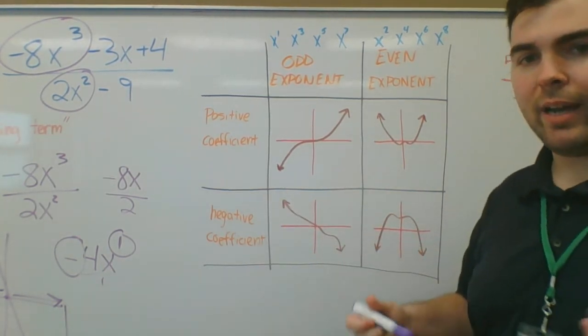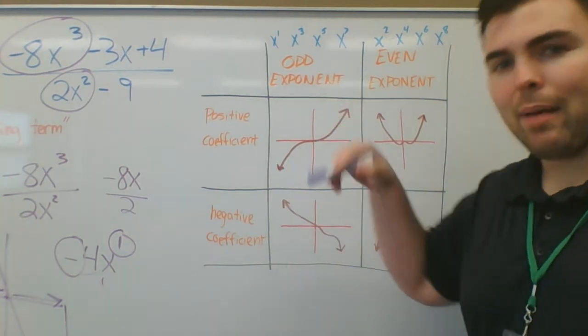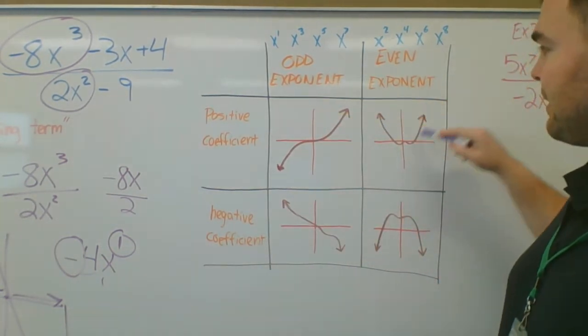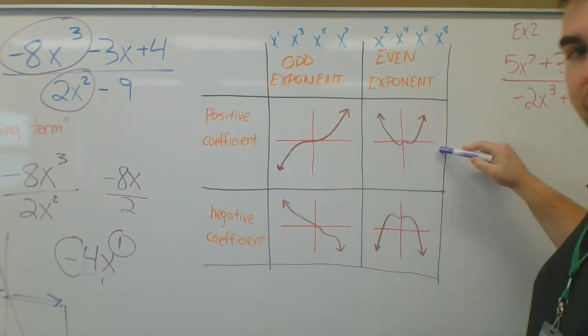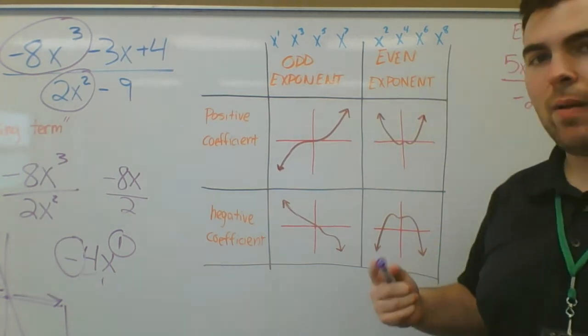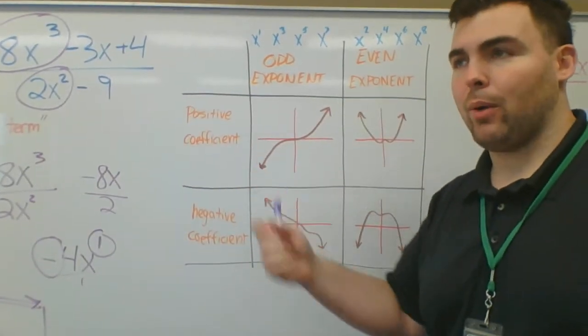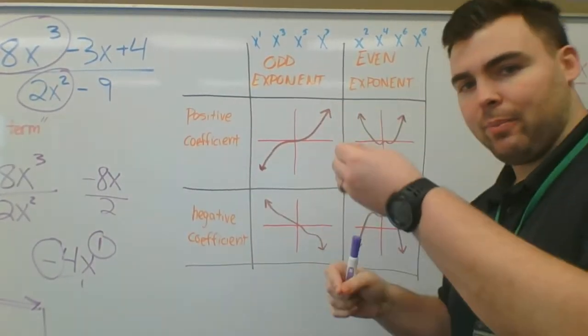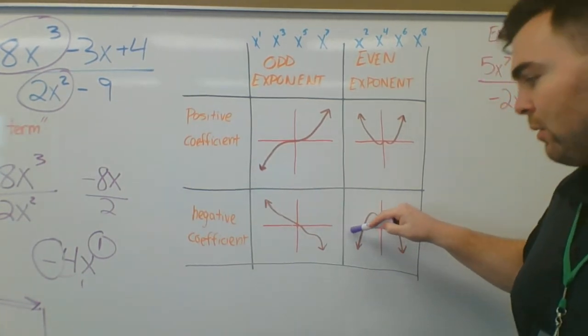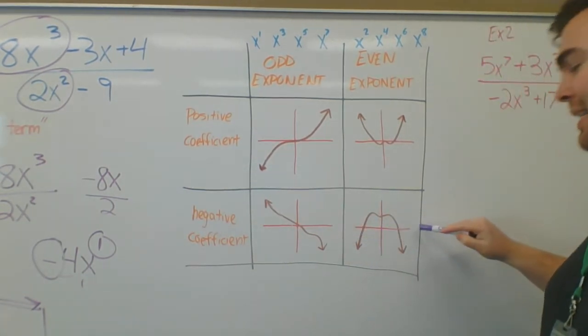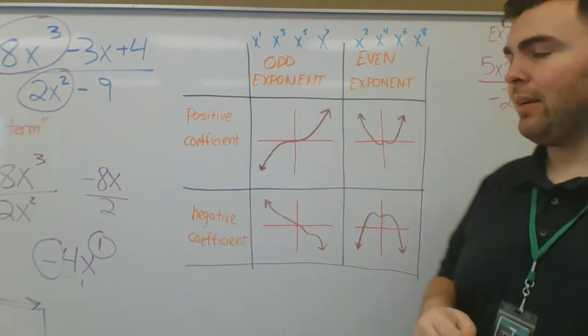Even exponents, right? Think about x squared as a parabola. Well, that's what this is. As x goes to negative infinity, this is positive infinity. As x goes to positive infinity, this is also positive infinity. But if you think about negative x squared, that's just the same graph flipped upside down. Same thing here. As x goes to negative infinity, this goes to negative infinity. As this goes to positive infinity, it goes to negative infinity, okay?